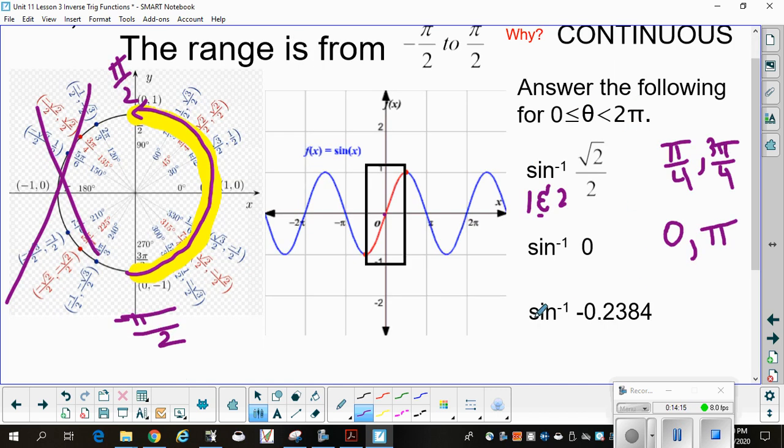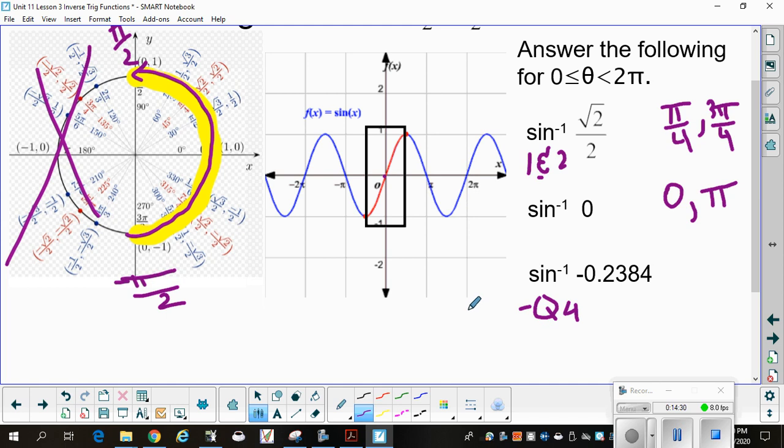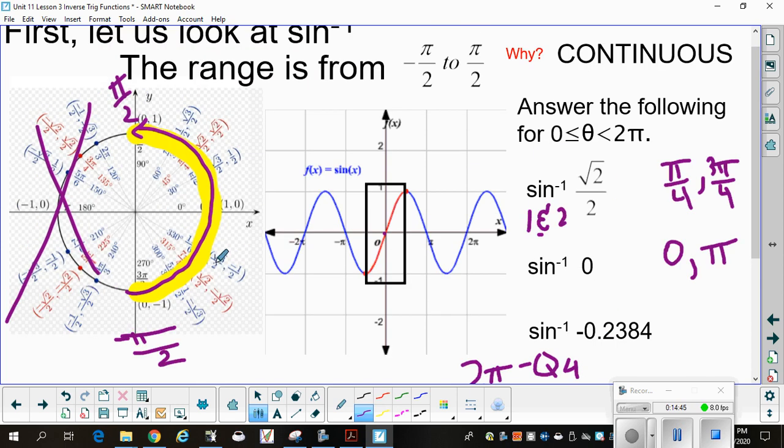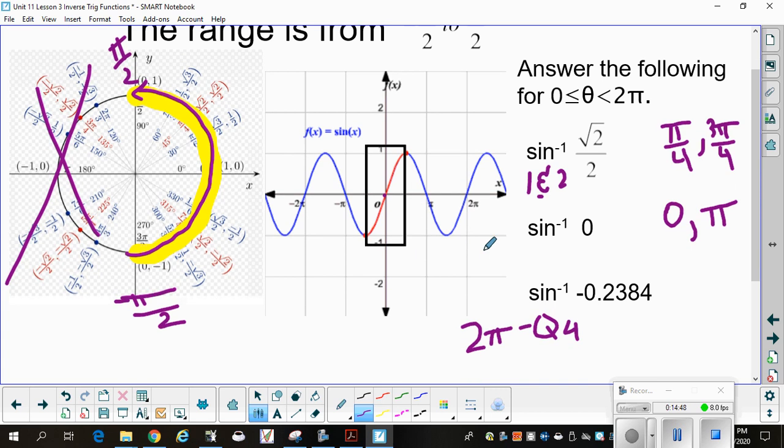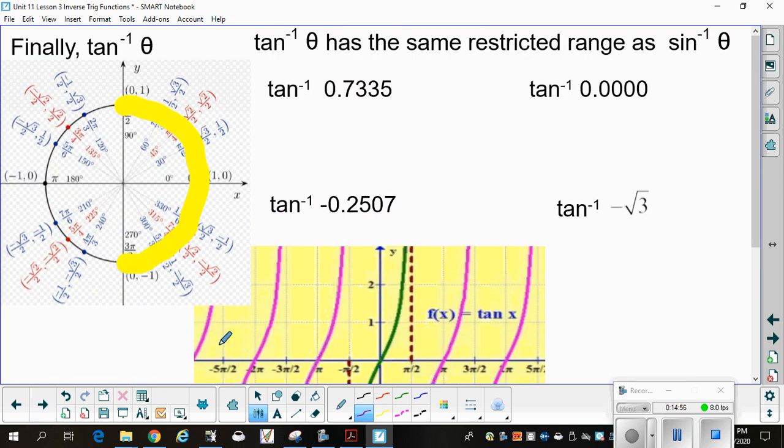Down here, I forget what we got. We got negative 2.2 something. That's going to give me a negative fourth quadrant angle. So all I'm going to do is take 2 pi minus that amount, or 0 minus that amount gives me the negative angle. I want to be all the way around, so it's going to be 2 pi and then plus that negative amount. Got a couple more later that I'm going to show you.